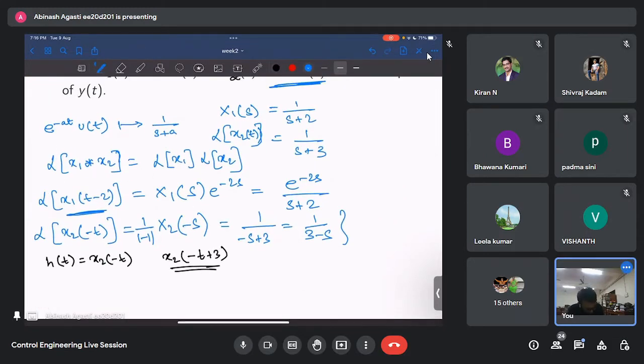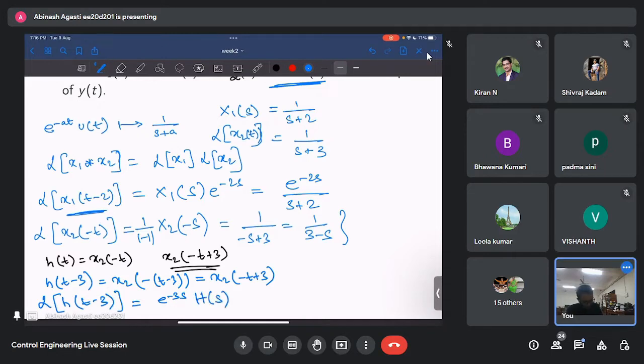I can write this x2 of minus t plus 3 is nothing but h of t minus 3, right? Because this is equal to x2 of minus t minus 3. So I want to find out the Laplace transform of h of t minus 3. That is e to the power minus 3s into H of s. But H of s I know already, because H of s is Laplace transform of x2 of minus t. So that is e to the power minus 3s by 3 minus s.